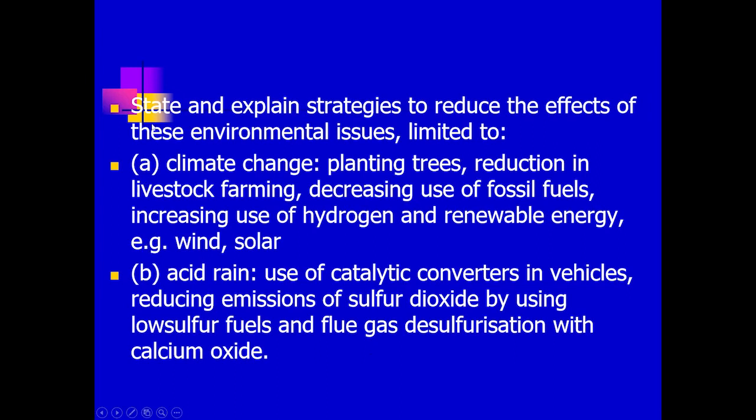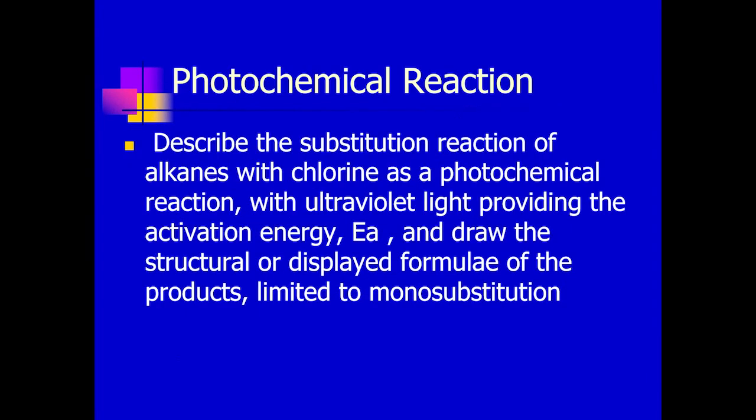Another change and addition in the syllabus: state and explain strategies to reduce the effect of these environmental issues, limited to climate change: planting trees, reduction in livestock farming, decreasing use of fossil fuels, increasing use of hydrogen and renewable energy, for example wind and solar. Acid rain: use of catalytic converters in vehicles, reducing emission of sulfur dioxide by using low-sulfur fuels, and flue gas desulfurization with calcium oxide. So we can use some of these remedies to reduce the effect of environmental issues like acid rain and the production of so many flue gases in the atmosphere.